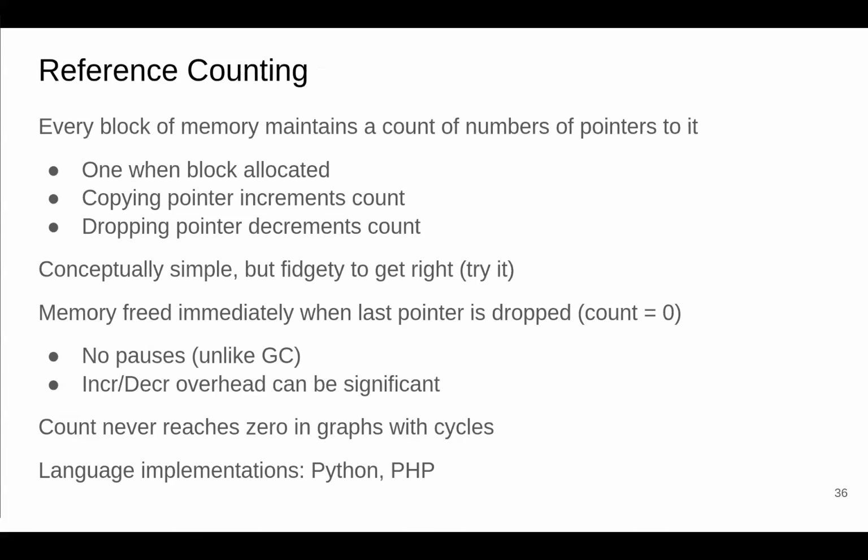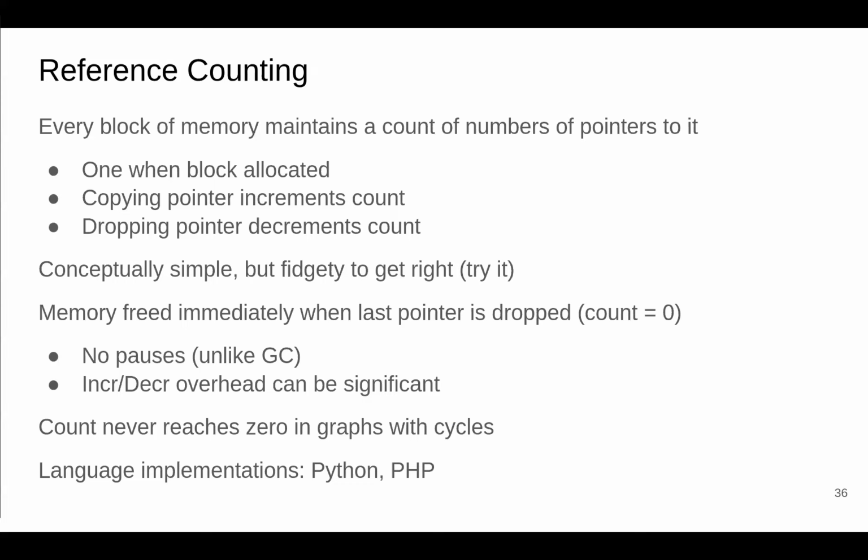A solution to this is reference counting, where every block of memory has an integer field with the number of pointers to it. Whenever you allocate the block, it is initialized as 1. When you copy a pointer, it is incremented. When you drop a pointer, it is decremented. Very simple, but very fidgety to get right, because you have cycles and other different kinds of issues that you run into.